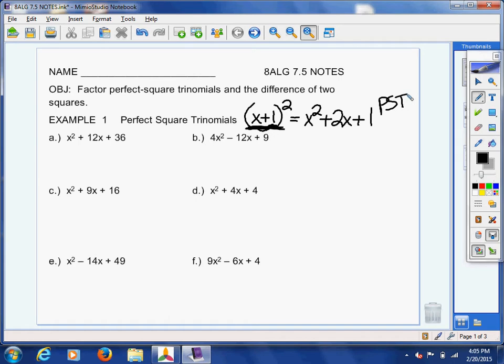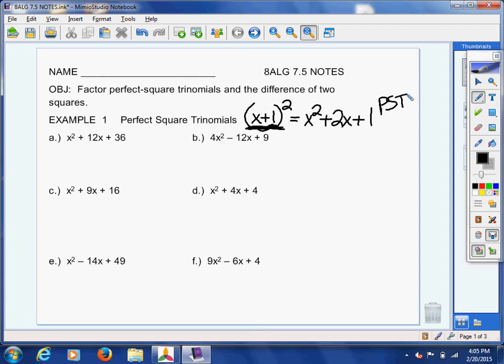Okay? Now they're going to give us the PST, the perfect square trinomial, and they're asking us, what were the original binomials? What did you originally multiply together to get this trinomial? And we're working our way backwards. You can do it the good old traditional way that we learned in section 7.3 and 7.4, where you find factors of the last number that add up to be the middle number. That's fine. You can do that in letters A, not B, C, D, and E.